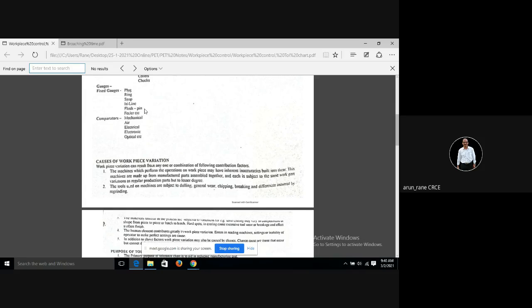Now flush pin again is of go and no go type, and it is used for measuring the depth. Suppose I want to measure a depth of, let us say, 10, and the tolerance on the depth is 10 plus or minus 0.05. This flush pin will also have two flats on the top. It is a pin type gauge, and it has two flats. One flat corresponds to the go side, another flat corresponds to the no go side. You just have to check whether it is matching with the surface or not.